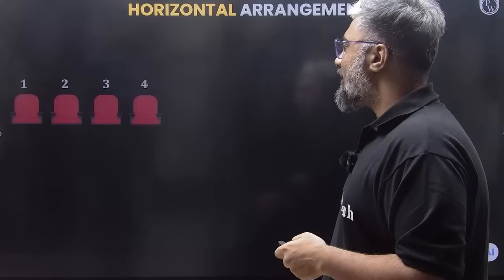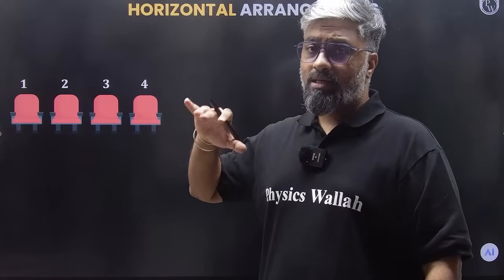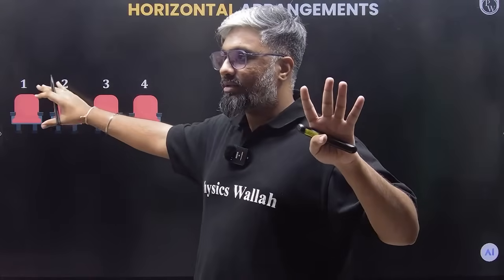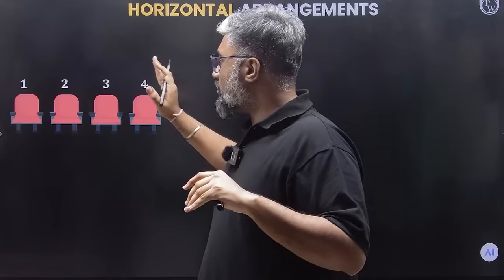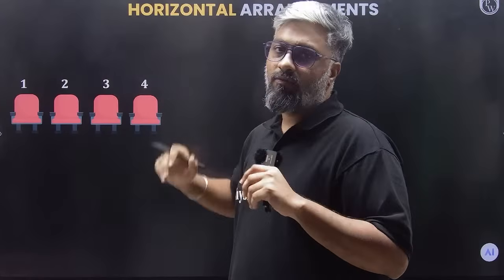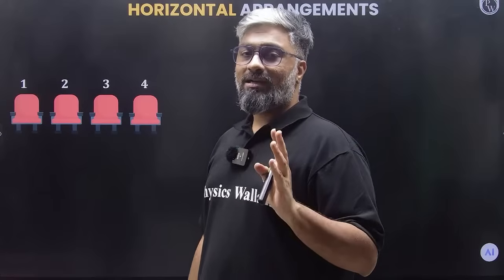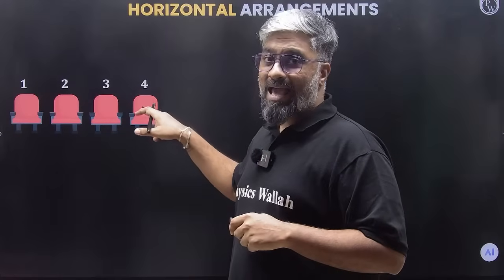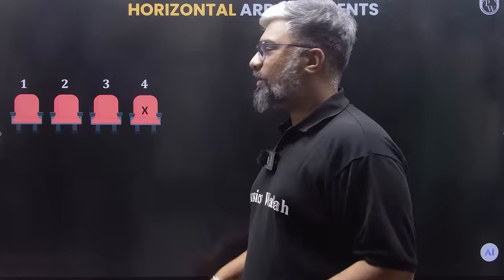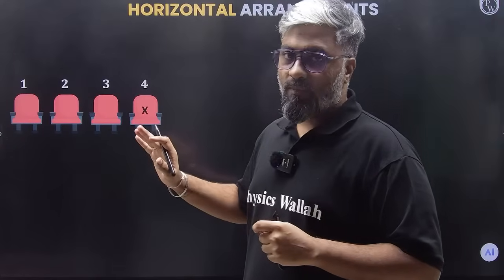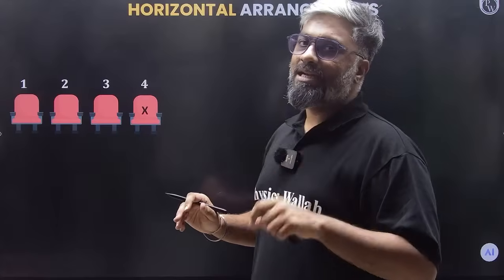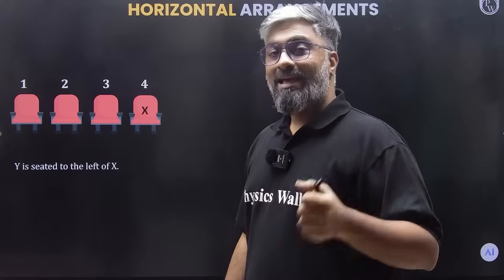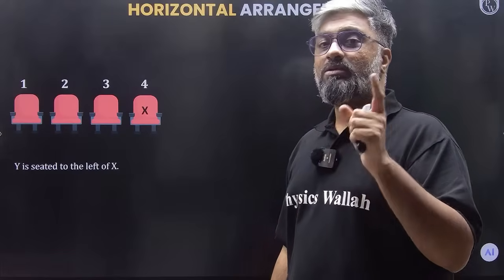So for horizontal arrangements, I'm going to take a very basic, very simple example. Let's say there is a movie hall. In a row, there are exactly 4 seats numbered 1, 2, 3 and 4. Now let's say somehow directly or indirectly it is given to us that a person named X, any X, is seated on seat number 4. And then there is a condition that says Y is seated to the left of X.